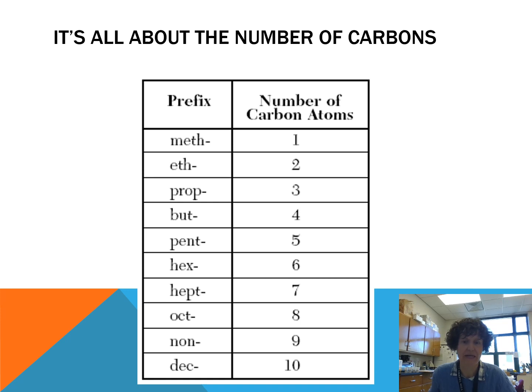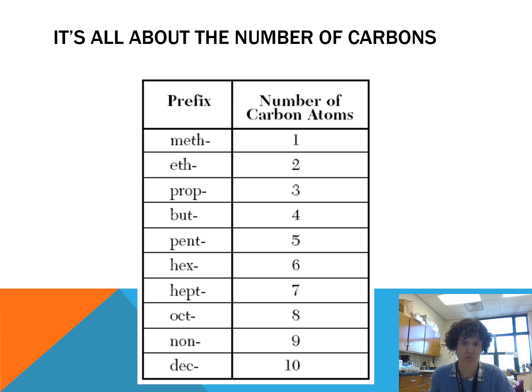So the way that we name organic compounds, the first thing we do is we figure out how many carbons are in the longest chain of carbons for that molecule. And so if there's only one carbon, the prefix we use is meth. You probably remember the compound methane. Methane is CH4, it's one carbon. If there are 2 carbons, then the prefix is eth. You probably remember ethanol. That's an alcohol that we used in a lab.